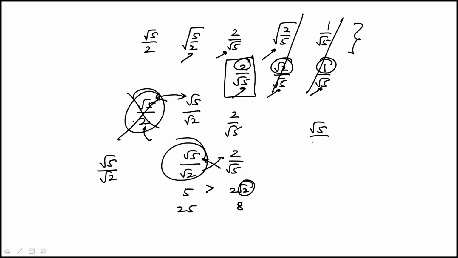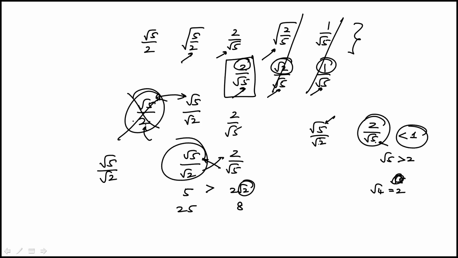Another way to compare these two would be that this number is actually less than 1, because square root of 5 is greater than 2, because we know square root of 4 is 2, so square root of 5 will be greater than 2. So we know this number is less than 1, whereas here, square root of 5 is greater than square root of 2, so that's going to be greater than 1. So that's another way you could compare those two.